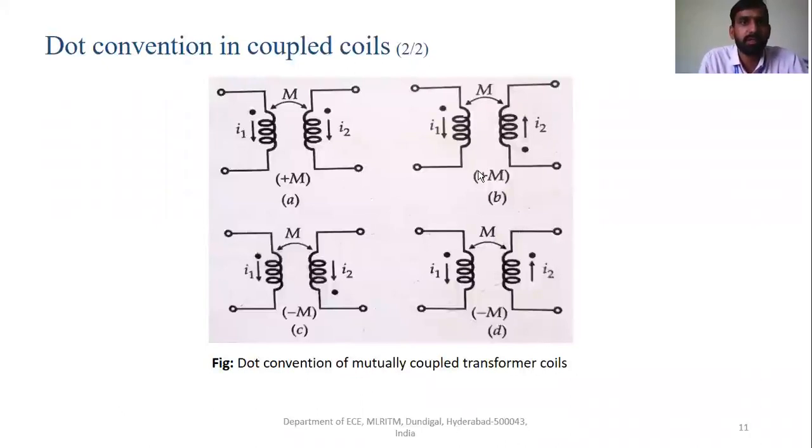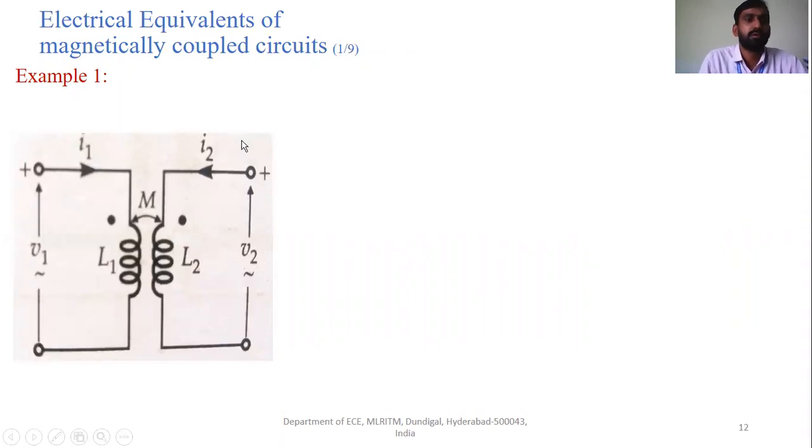So we'll move on to the next topic, that is electrical equivalents of different magnetic circuits. In this, we are going to model different combinations of magnetically coupled circuits. So the different examples I am going to solve in this, around 9 examples. These examples I have taken from the Circuit Theory Analysis and Synthesis textbook by Abhijit Chakrabarty. If you want detailed information, you can go to the textbook. I'm going to explain each and every example.